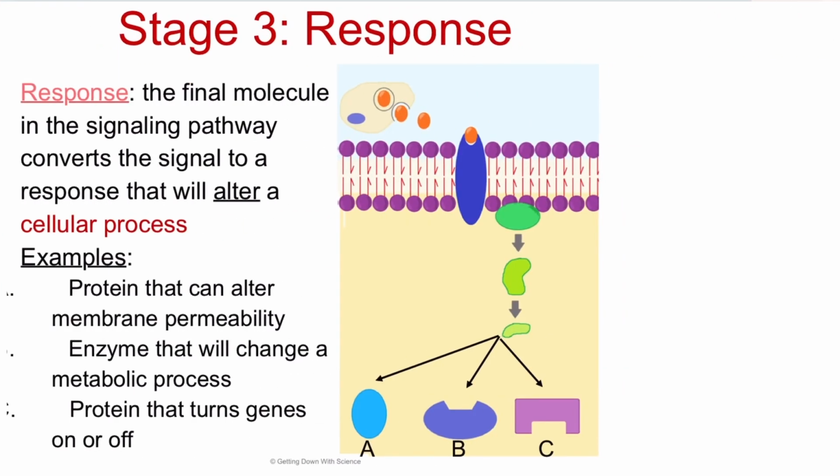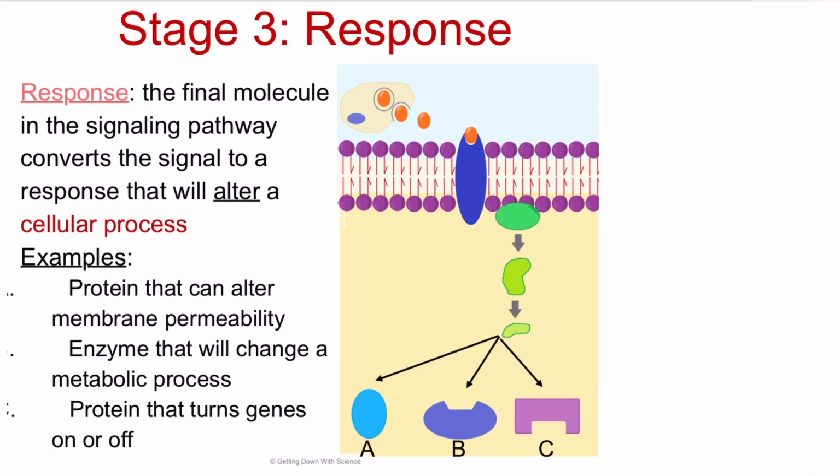And that leads us to our ultimate response that we were wanting, our stage 3. So our response is our final molecule in the signaling pathway that's going to convert the signal to a response that alters my cellular process. So some examples of these: it can be a protein that alters membrane permeability. So maybe I needed to be able to let something in, but my membrane is situated where it will not let things in. So it changes the ability of the cell to allow those molecules in that I needed in.